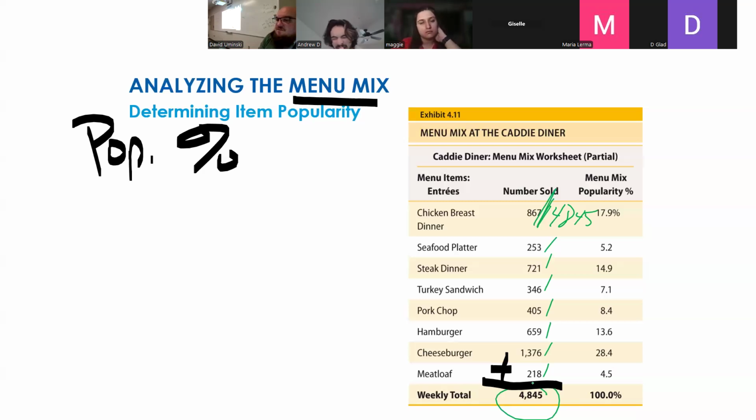Okay. So that's how we get this 17.9%. Do we see that? That's where we get this 5.2%. If you type 253 divided by 4,845 into your calculator, you will get 0.052.